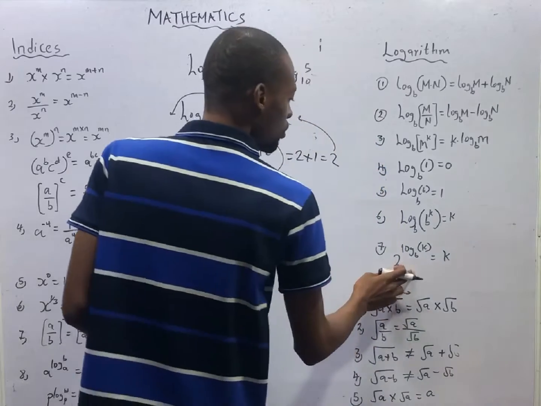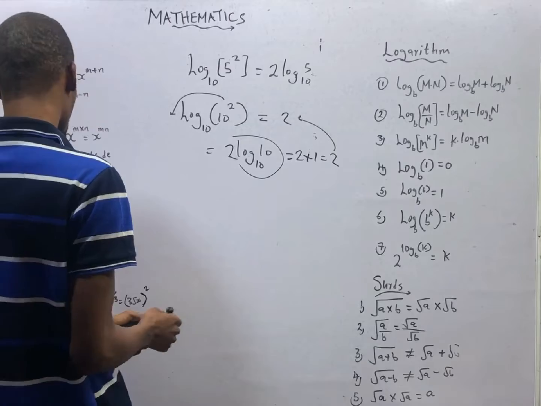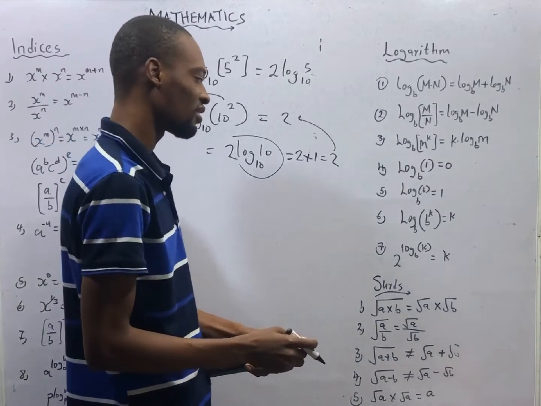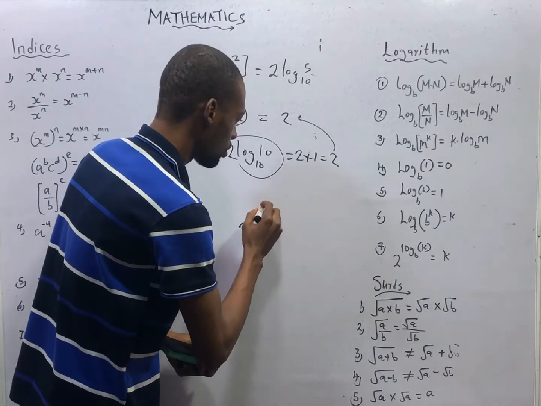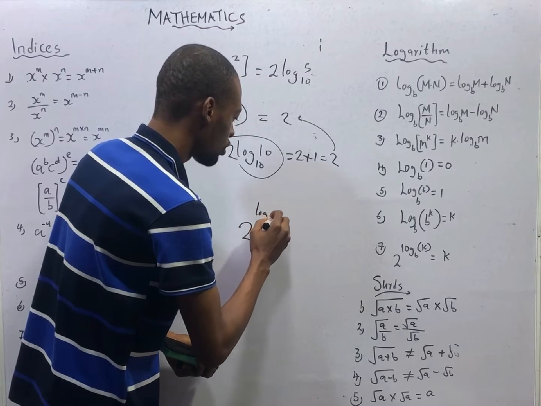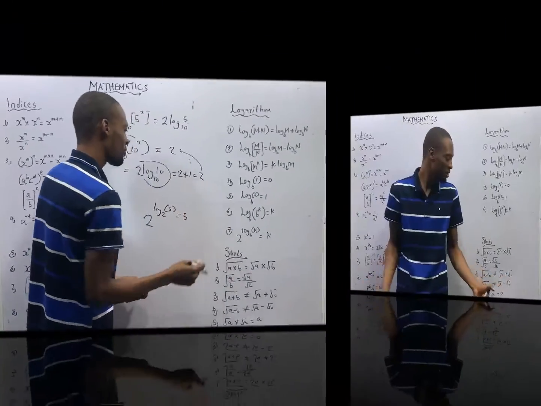So 2 raised to the power of log b over k is equal to k, as seen in logarithm. So 2 raised to the power of log 2 over 5 is equal to 5.